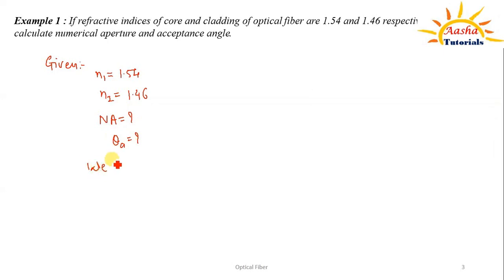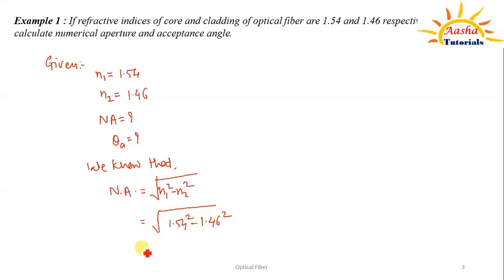So we know the relations for acceptance angle and numerical aperture, we just need to use those. Let's first find numerical aperture. As we know, numerical aperture is root of n1 square minus n2 square. So by putting the values given in this problem, n1 is 1.54 square minus 1.46 square. Let's do this calculation on the calculator and see what answer we get. After solving this, we get the answer 0.4898.